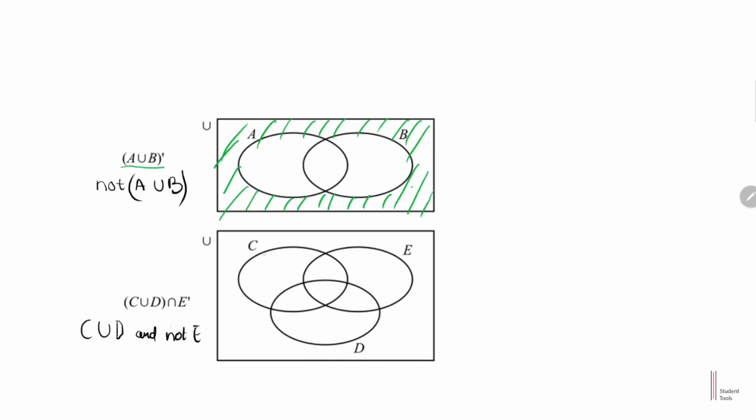So C union D will be this one, but not E. So that means we cannot shade this part. So it will be this part, which is C union D. But if we were not told about this not E, we were going to shade this part because it's C union D. So that is why we have C union D here and not E, or this part. And that is just how we do it for this question. We move on to the next one, which is question 16.